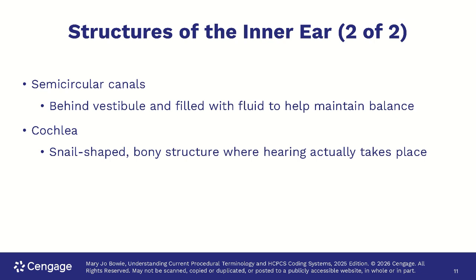All right. The last part, inner ear, is the cochlea. It's a snail shaped bony structure that contains endolymph and perilymph.